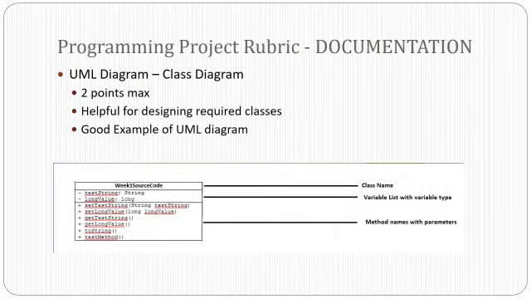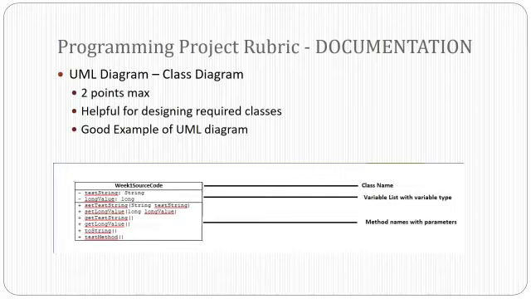Documentation. Now, probably a lot of you are not familiar with the UML diagram. The UML diagram that we're using for this course is called a class diagram. In the documentation, it's worth 2 points out of a possible 25 points. Usually, a class diagram is like this box, and it's separated into 3 components. One, the name of the class. The second section contains a list of the variables and what their variable type is. And the third section contains their method names and the parameters. And that's all you have to do.